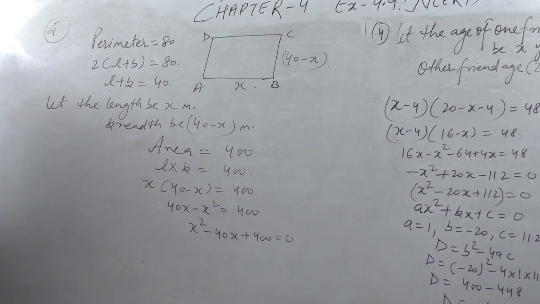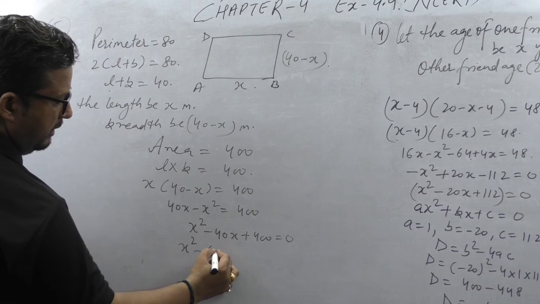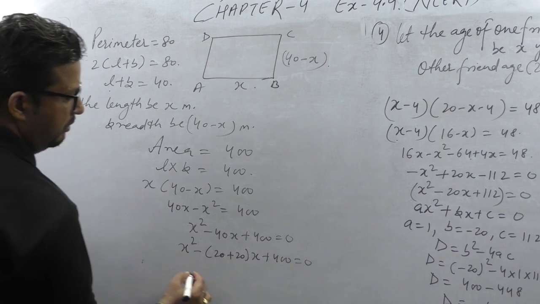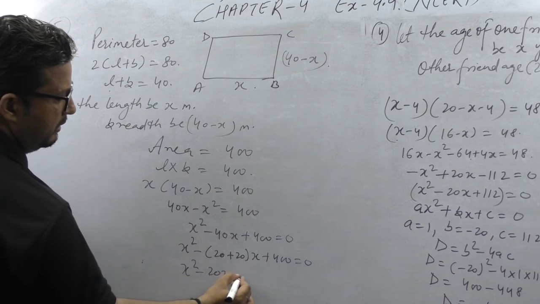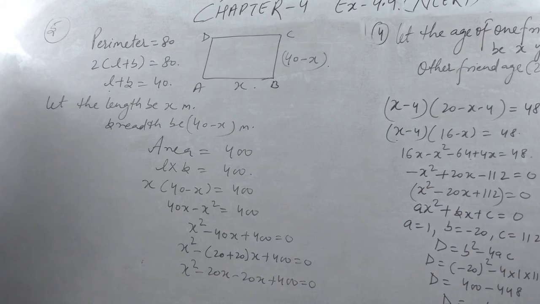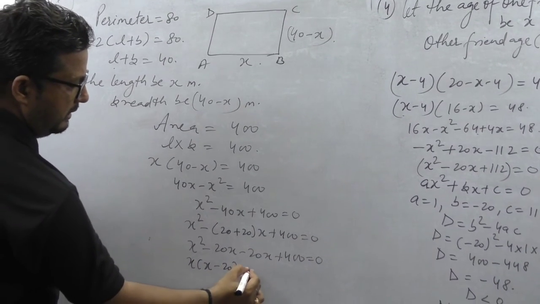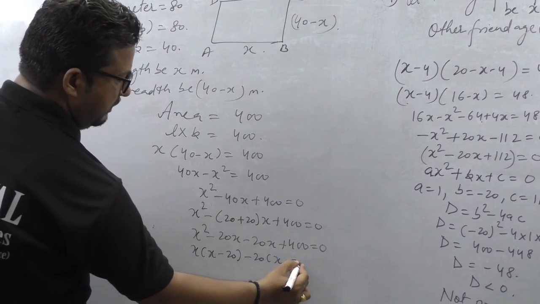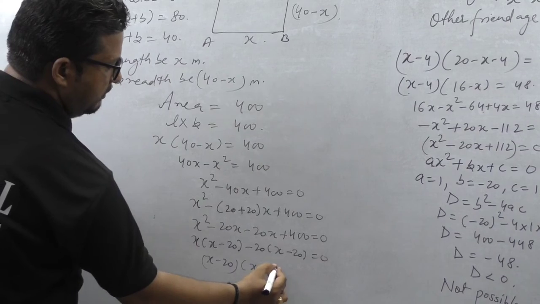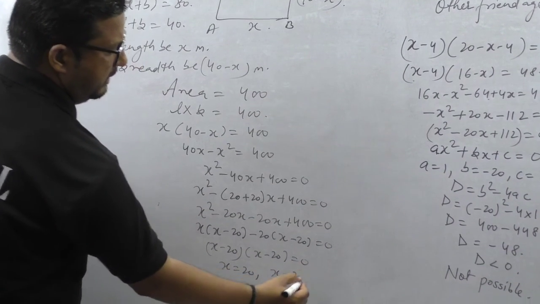So yes, factors are possible because we know 20 times 20 is 400. So we can write it like this: x square minus 20x minus 20x plus 400 equal to 0. From here, if you take common x, it will be x minus 20, and taking 20 common, it will be x minus 20 equal to 0. So (x minus 20)(x minus 20) equal to 0, so x equal to 20 will come. One step I have written directly.